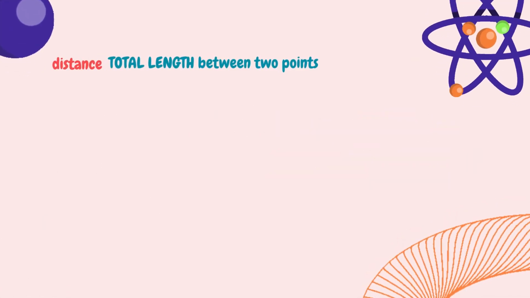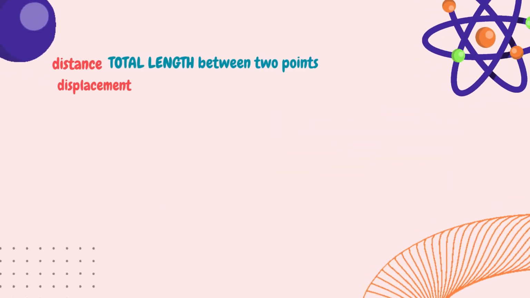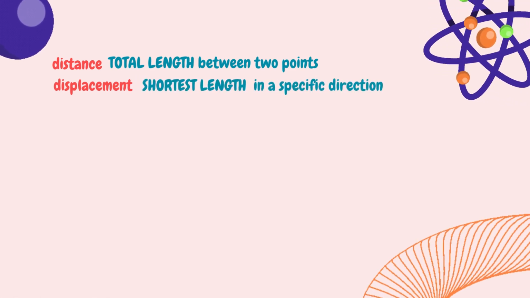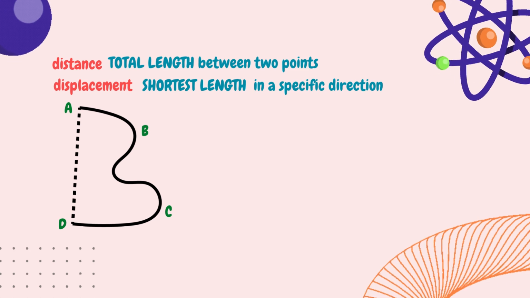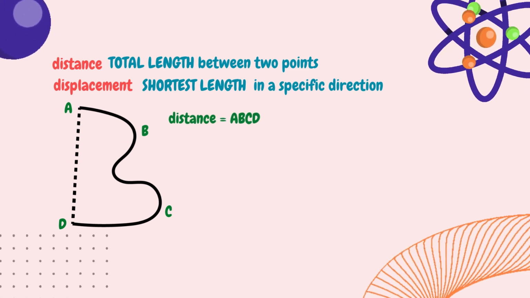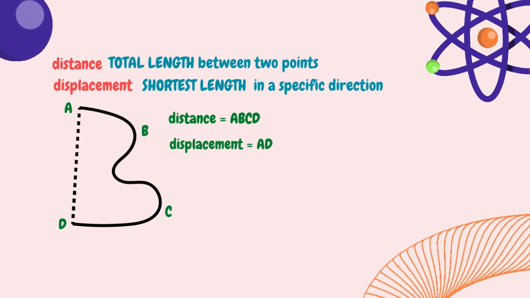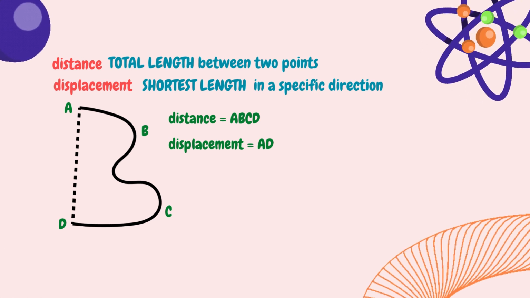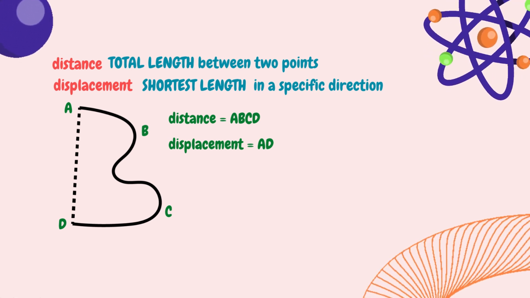Distance is the total length taken between 2 points. Displacement is the shortest length taken by an object in a specific direction. For instance, if ABCD is a path taken from point A to D, then the distance of the path is ABCD, the total length of the path, while the displacement of the path is AD, the shortest length of the path. Note that both distance and displacement are measured in meters.